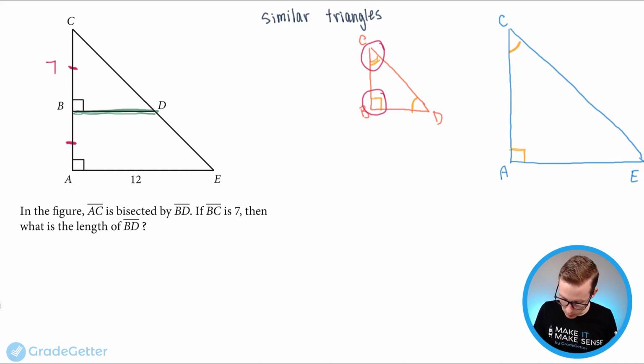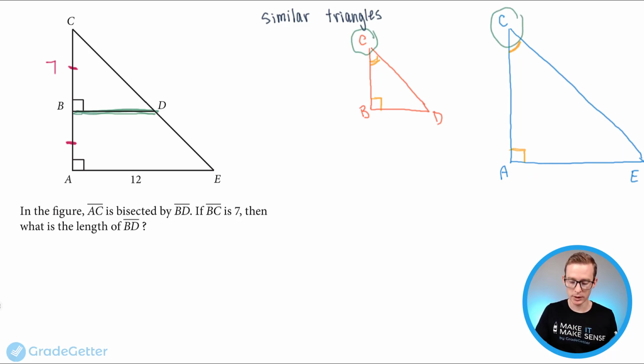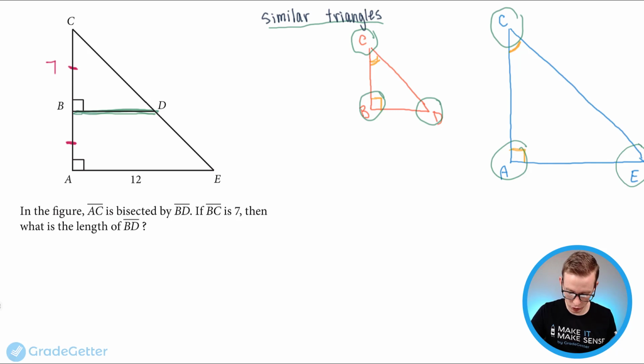And the same is true for our large triangle, CAE. If this angle is, again, 30 degrees, this is 90 degrees. 30 plus 90 is 120, which means that angle E would also be 60 degrees. So what that means is that angle C of our small triangle corresponds to angle C of our big triangle. Angle B of our small triangle corresponds to angle A of our big triangle. And angle D of our small triangle corresponds to angle E of our big triangle. So this is what is called similar triangles.